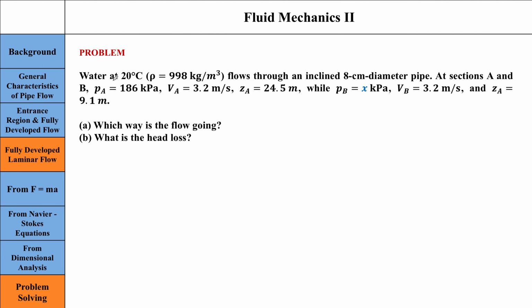You have a fluid that is given to you, with fluid properties as well. You're given that the pipe is inclined, the diameter is given as well, and you have section A and section B at which the pressure, velocity, and elevation are given to you. For example, say the pressure at B, you can assume is equal to 300 kilopascals. And you have to find out just two things: which way is this flow going, whether it's upwards or downwards, and what is the head loss through this pipe.